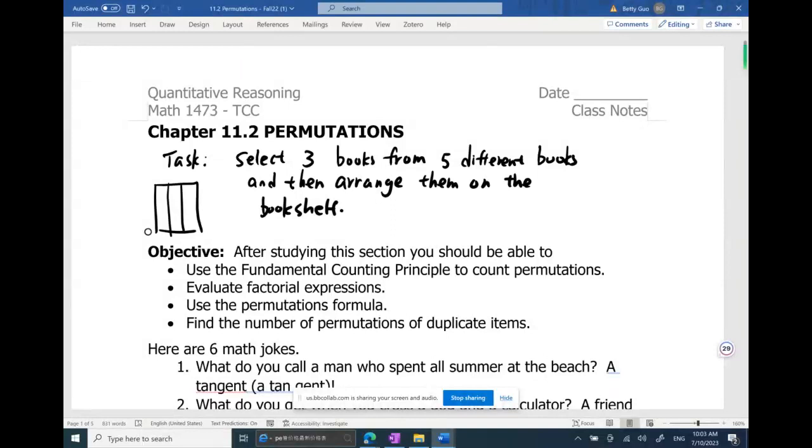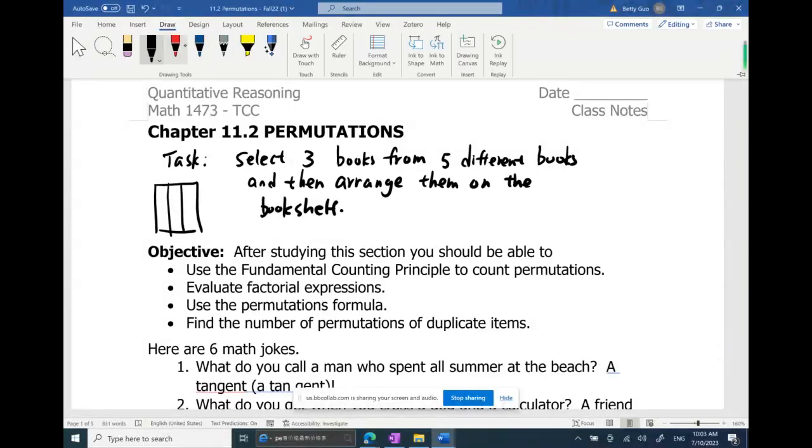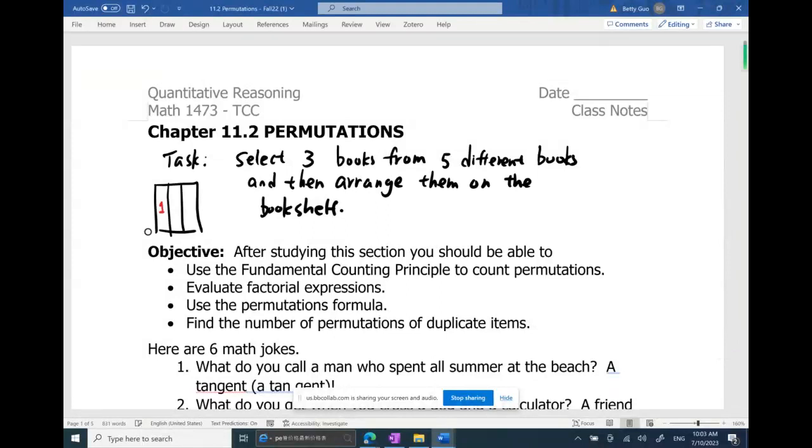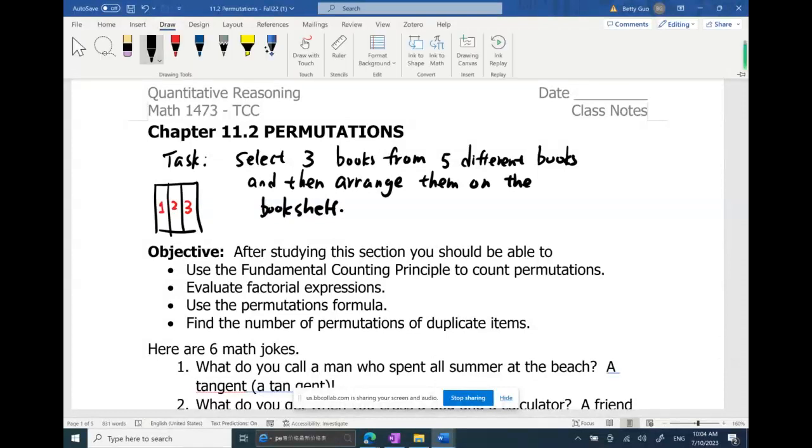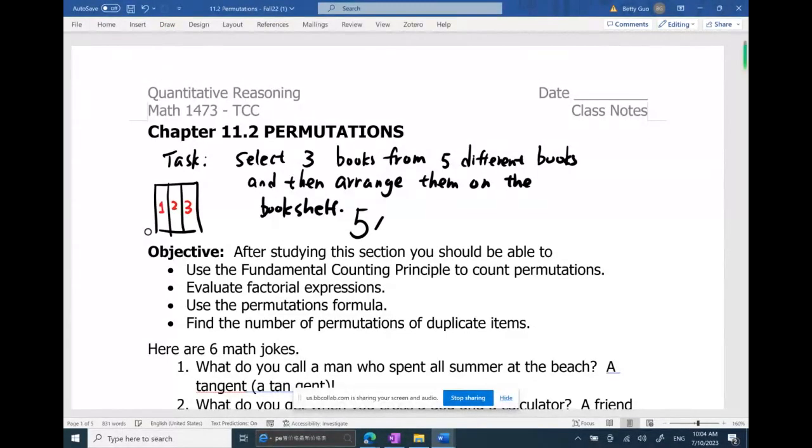The first step would be to choose the first book and put it right here, slot 1. Second step is to choose another book, put it in slot 2. And the third step is to choose one more book and put it in slot 3, right? Okay, let's apply the fundamental counting principle. First step, you choose 1 book and put it in slot 1. How many options do you have? You have 5 options. You can choose any one of the 5 books and put it in slot 1 on the bookshelf.